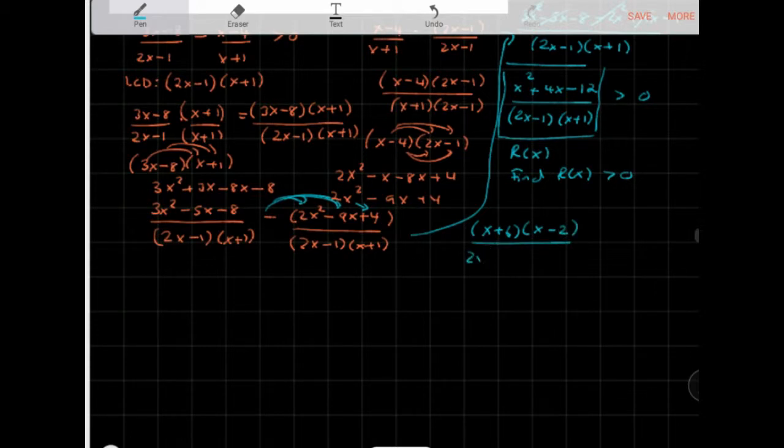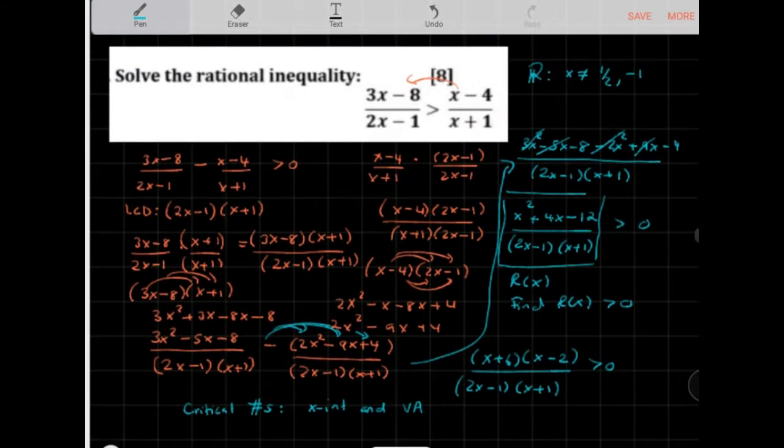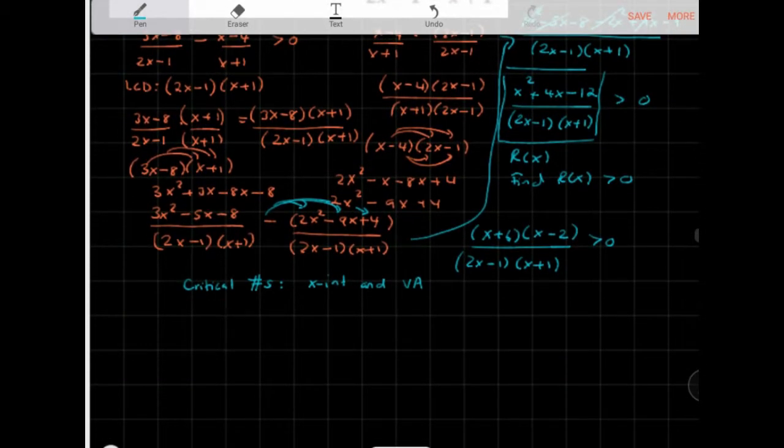And this is over (2x - 1)(x + 1) is greater than 0. Now at this point, after you've simplified and factored this out, you need to find critical numbers. Your critical numbers include x-intercepts and your vertical asymptotes, or restrictions on x. We wrote down the restrictions on x, they're 1/2 and negative 1. So these are our critical numbers, 1/2 and negative 1.